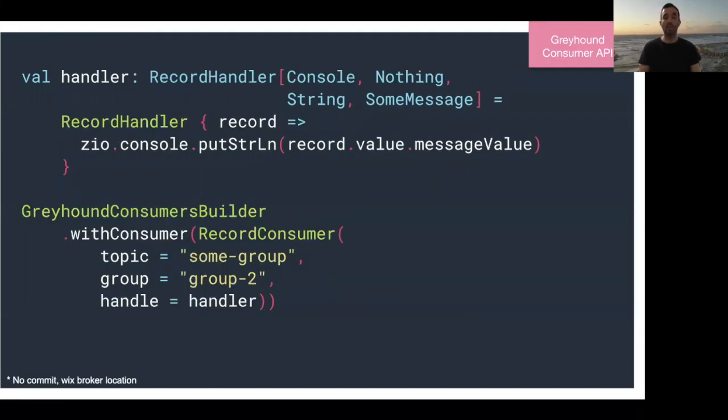If you look at the Greyhound Consumer API, we can see that the user specifies the record handler. It has 4 type parameters. The first one is the ZIO environment, the dependencies that you require in your handler logic code. In this case, it's just the console. Then we have the error type for possible errors that can fail this handler. In this case, there can be no error, so the error type is nothing.